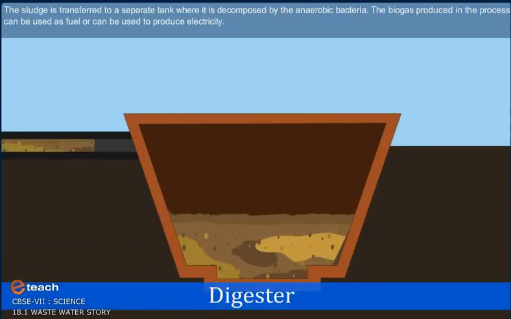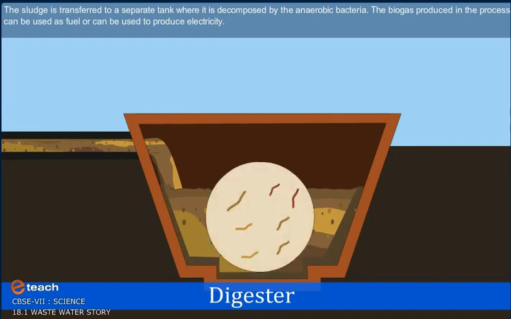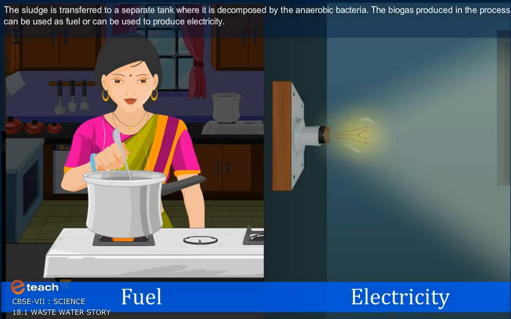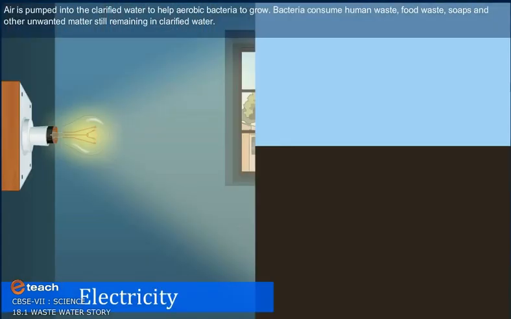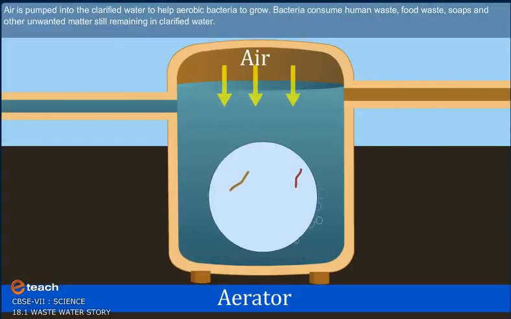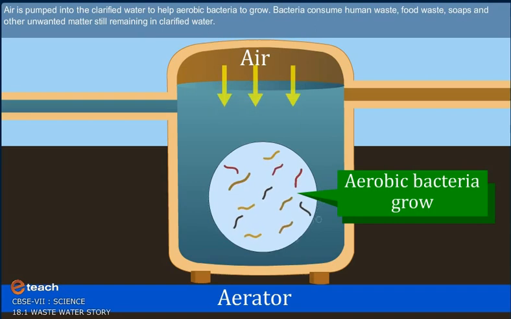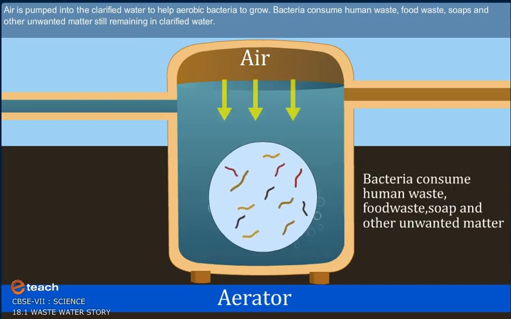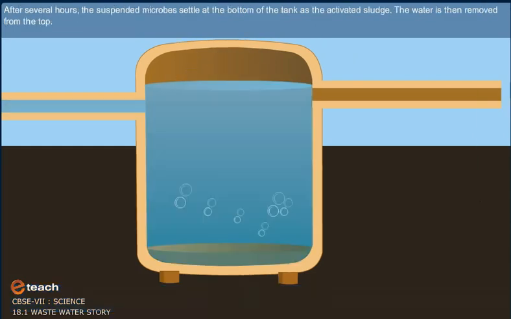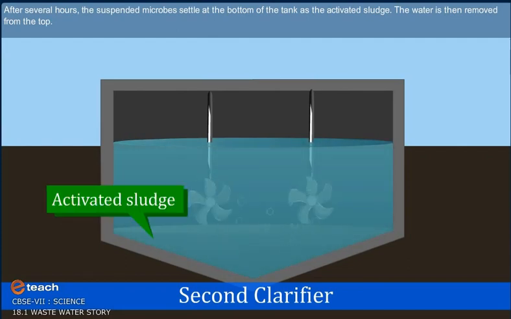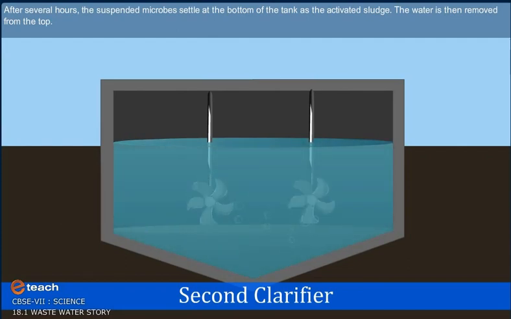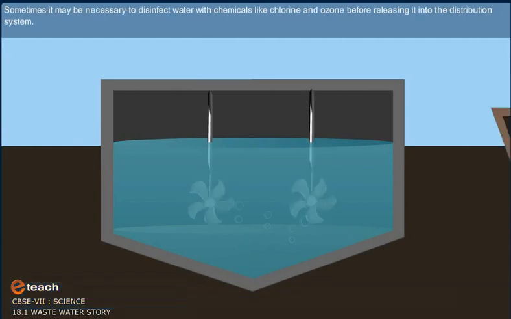The sludge is transferred to a separate tank where it is decomposed by the anaerobic bacteria. The biogas produced in the process can be used as fuel or can be used to produce electricity. Air is pumped into the clarified water to help the aerobic bacteria to grow. Bacteria consume human waste, food waste, soaps, and other unwanted matter still remaining in clarified water. After several hours, the suspended microbes settle at the bottom of the tank as the activated sludge. The water is then removed from the top.